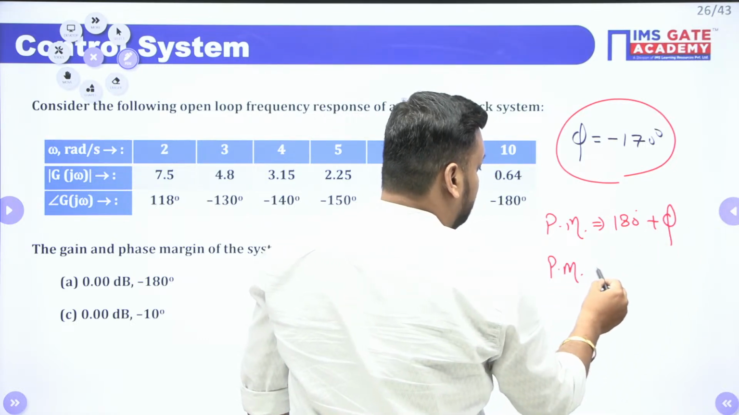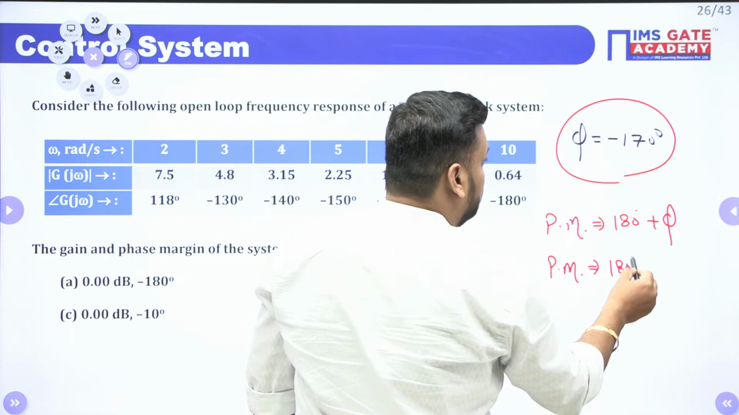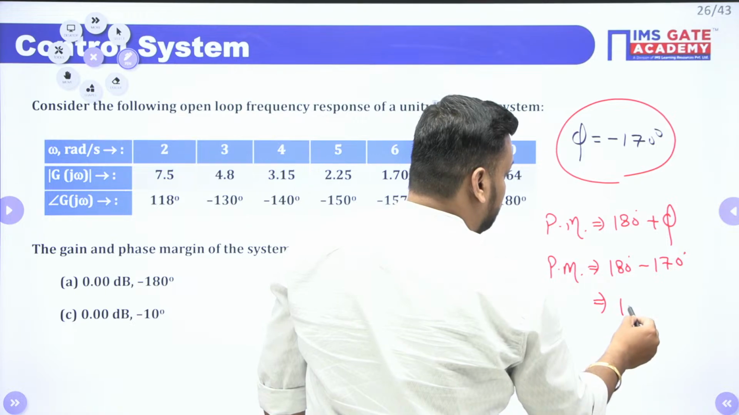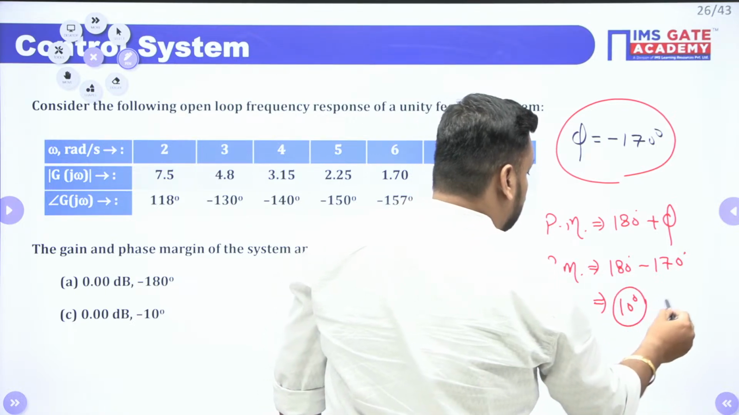So what will be the phase margin now? The phase margin value is nothing but 180 minus 170 degrees. It means the phase margin value is nothing but 10 degrees. So the phase margin value will be 10 degrees.